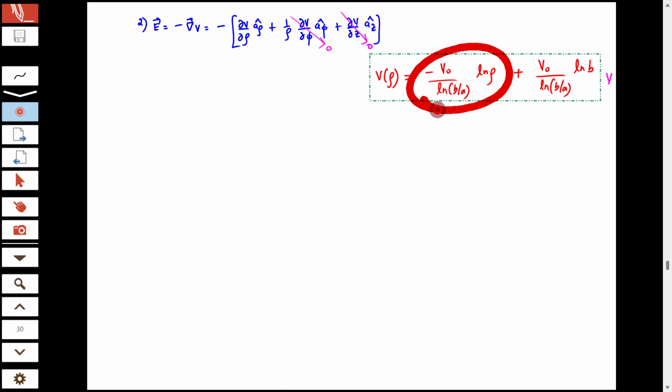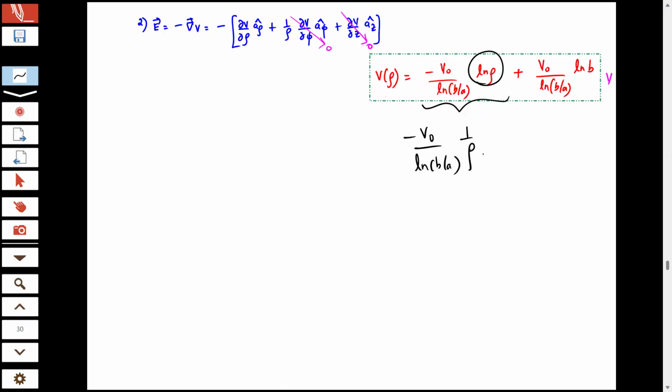When you take the first term, the differentiation of this is going to give constants: V naught by logarithm B by A are constants, and the differentiation of logarithm of rho will be 1 by rho.